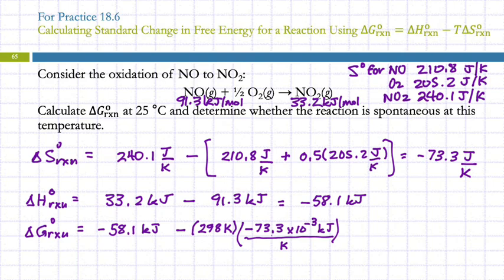There's different ways you can do that. Negative 58.1 minus 298 times negative 73.3 times 10 to the minus 3. I'm getting negative 36.3 kilojoules. Anybody else come up with that? Okay. Is the reaction spontaneous? Yes, because delta G is negative.